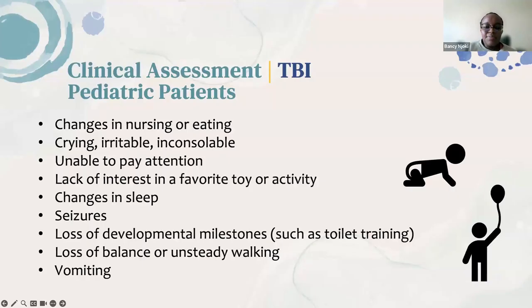In the pediatric patient, the assessment might be a little different since they may not be able to vocalize what they're feeling or their symptoms. So the guardian might report changes in nursing habits or eating. The child might be crying inconsolably and unable to pay attention. They might show lack of interest in their usual activities, like playing with their favorite toys. There may be reports of change in their sleep pattern, also reports of seizures and loss of developmental milestones or regression in their milestones. There might also be reports of vomiting or loss of balance or unsteady walking. So these can point to a brain injured child.